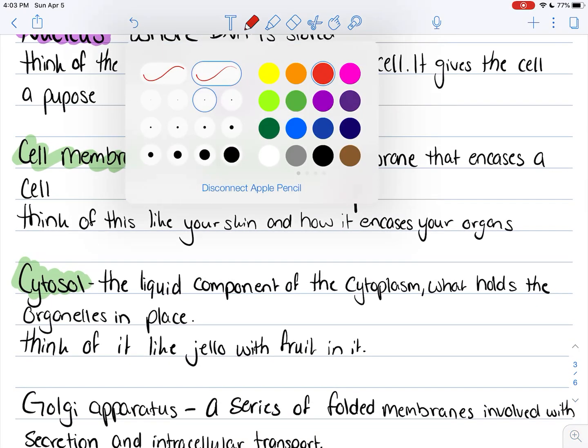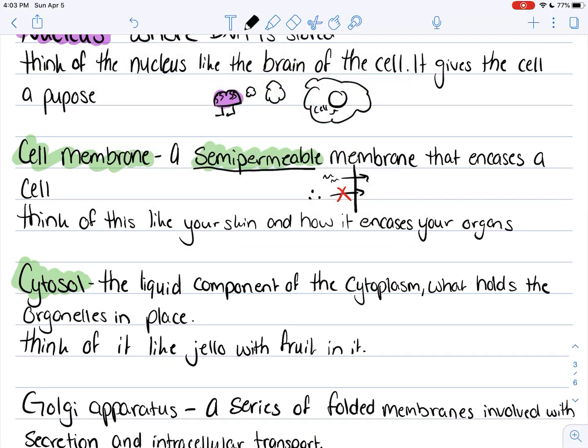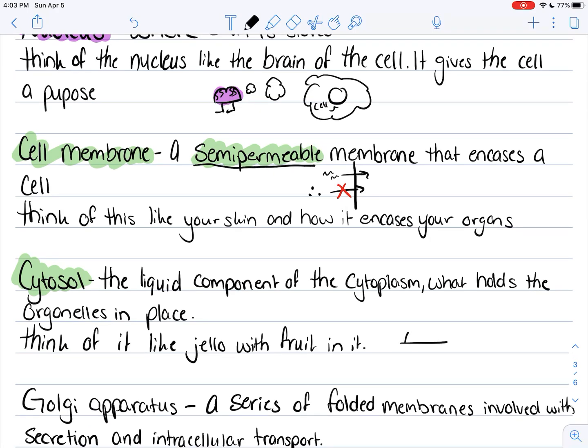The cytosol is the liquid component of the cytoplasm. It's what holds the organelles in place. Think of it like the jello that you see around holiday times that have the fruit suspended in it. Even if you move the jello around and you wiggle it some, the fruit's going to stay in its place.